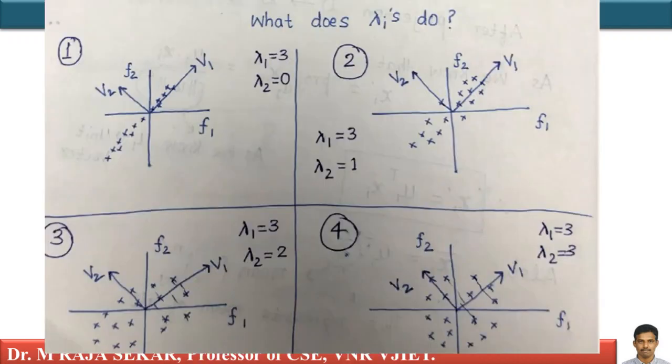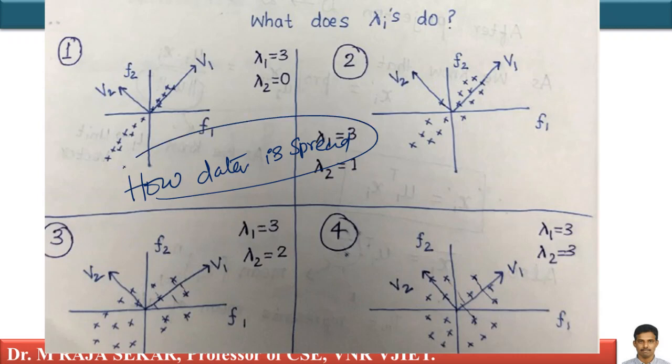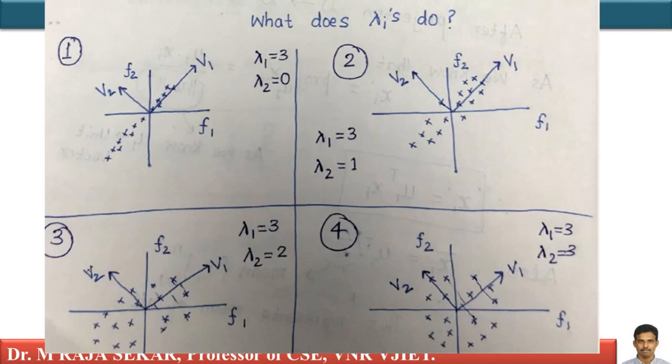Now, what about your eigenvalues? Eigenvalues are used to see how data is spread. What is the purpose of eigenvalues? You can understand how data is spread, whether data is spread along one axis or the other axis too. We will try to understand this.